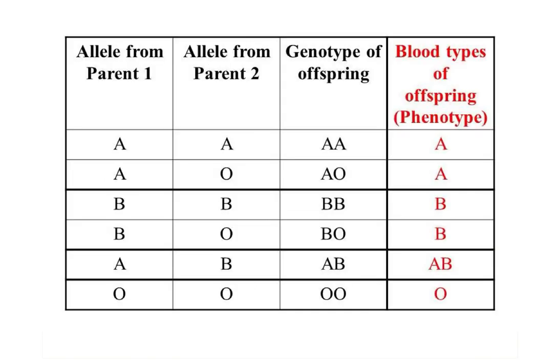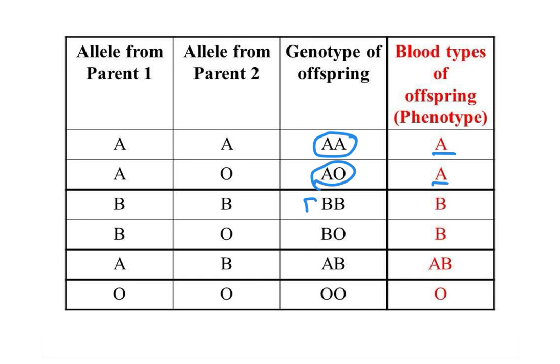This chart is just showing you how the different alleles in blood type work. So A and B are dominant over O, so you can have a homozygous dominant genotype to give you a type A phenotype. You can have this heterozygous A with an O allele, again would give you an A phenotype.